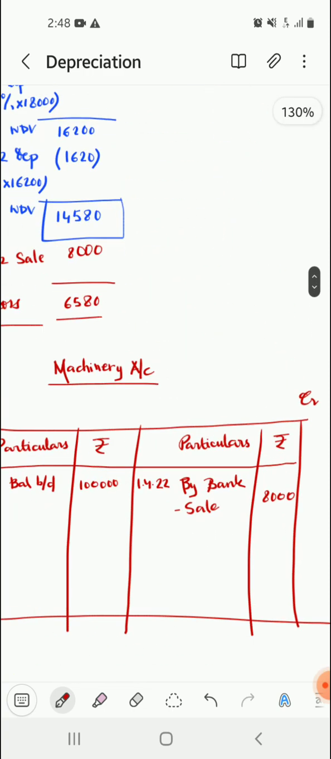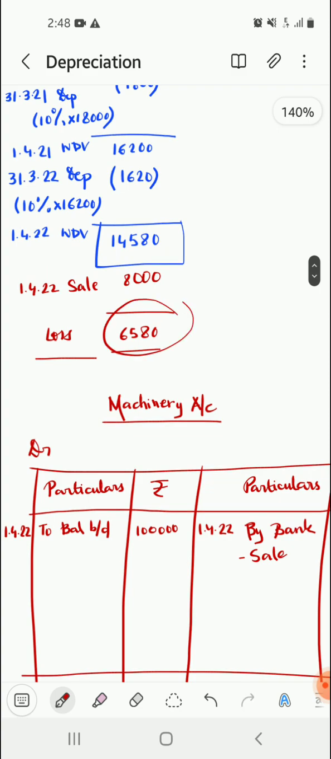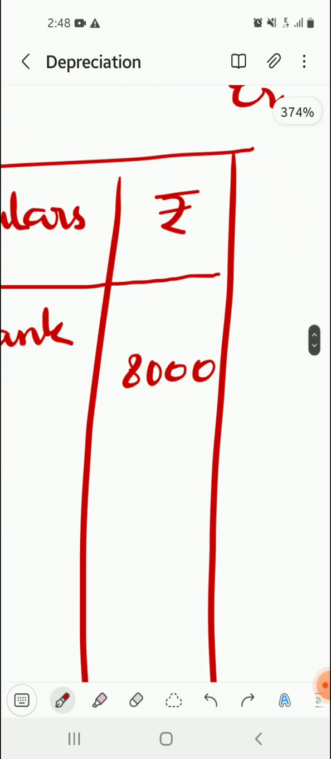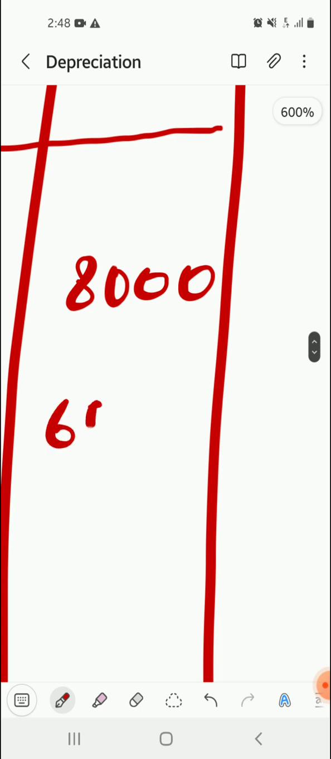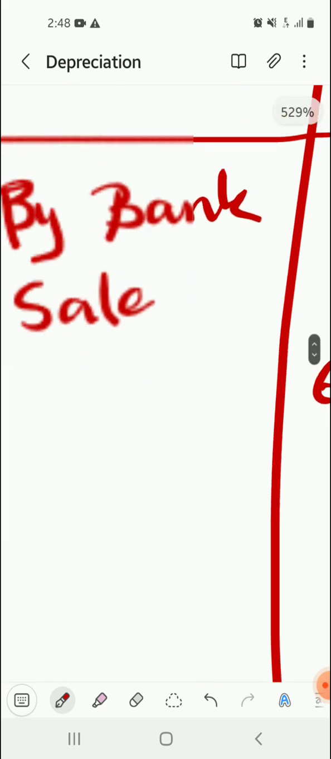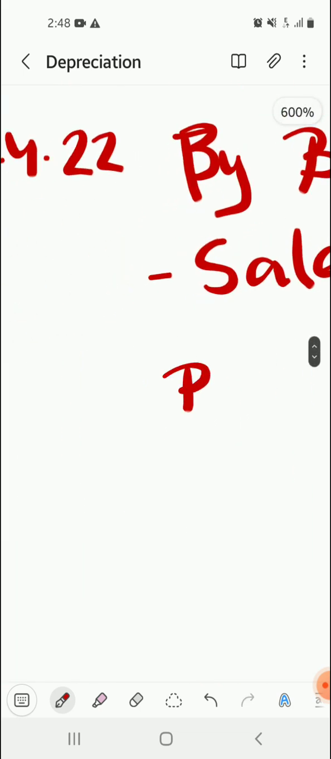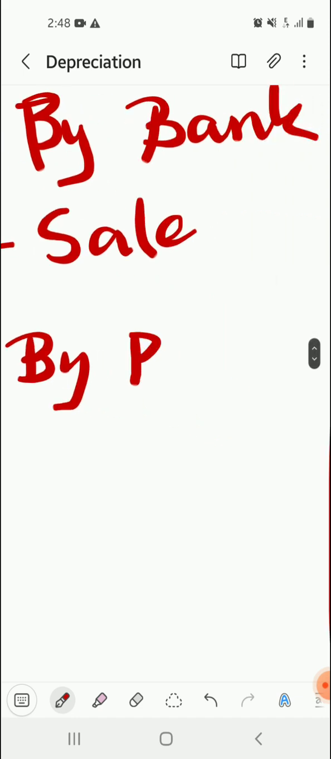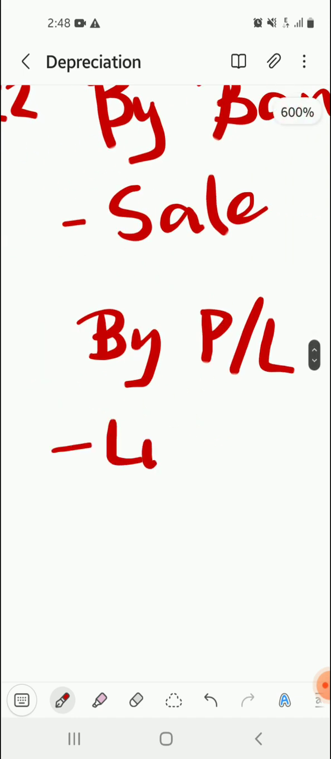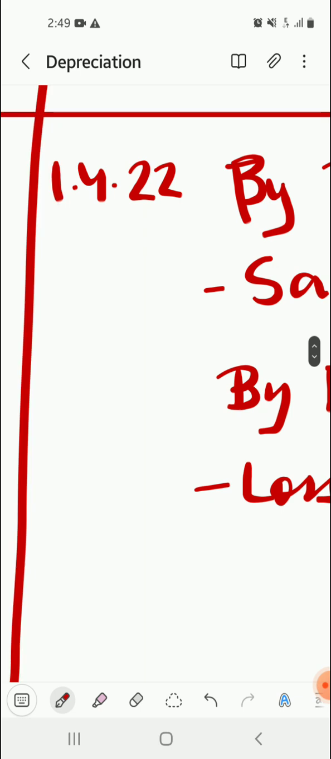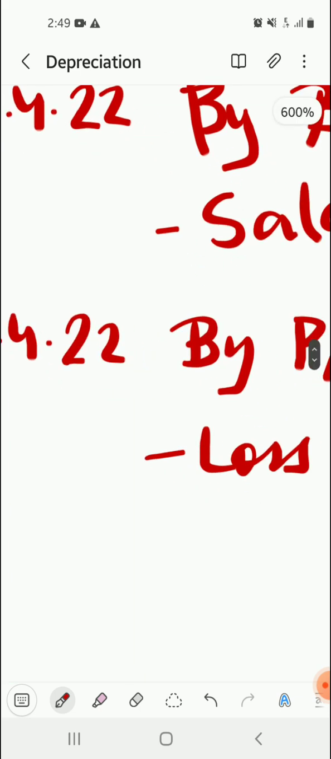In case of loss, it is going to be on the credit side, we know. So the loss was of 6580. So we are going to also write the losses over here. 6580. This is my loss. So we're going to write by PL, and this is basically the loss, and the date will be the same, 1st April 2022. The day we have sold it, the same day.